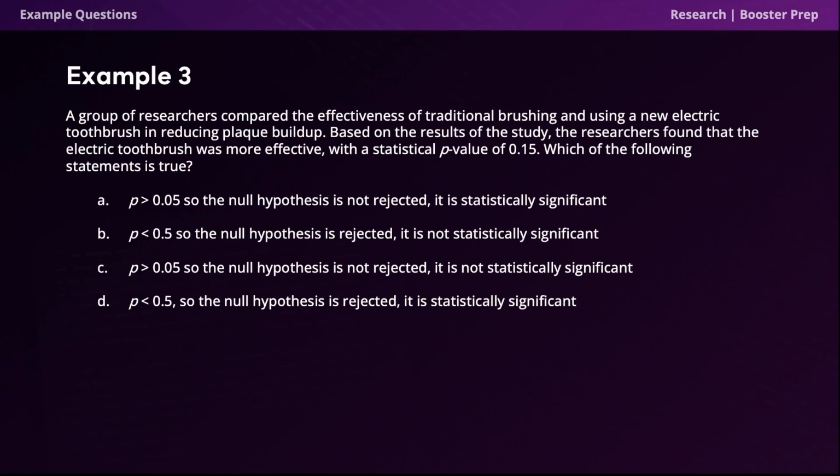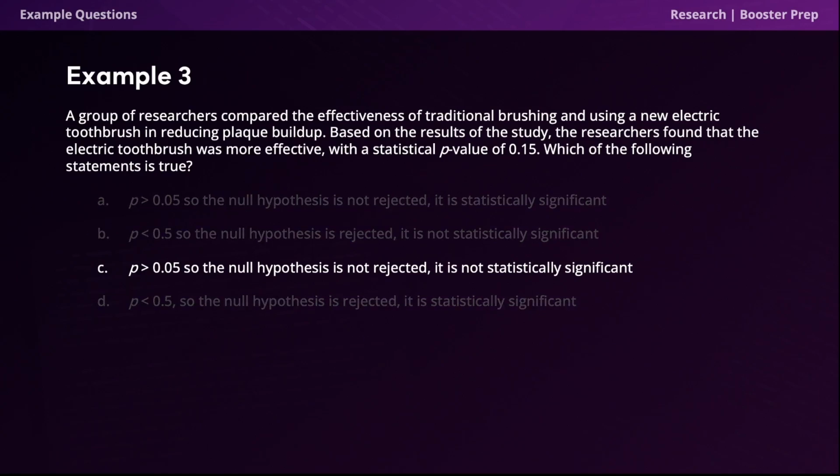And the correct answer for this question is option C, p is greater than 0.05, so the null hypothesis is not rejected, it is not statistically significant. So remember that typically, if the p-value is greater than 0.05, we fail to reject the null hypothesis and conclude that the results are not statistically significant.